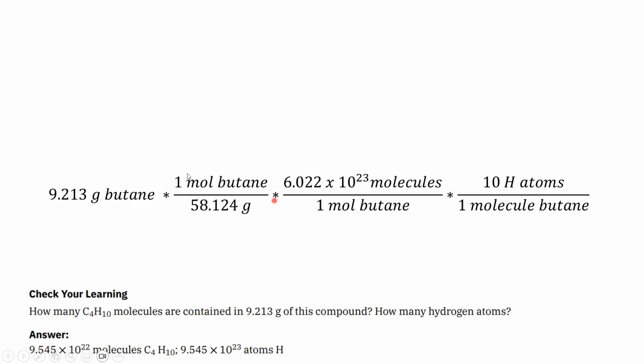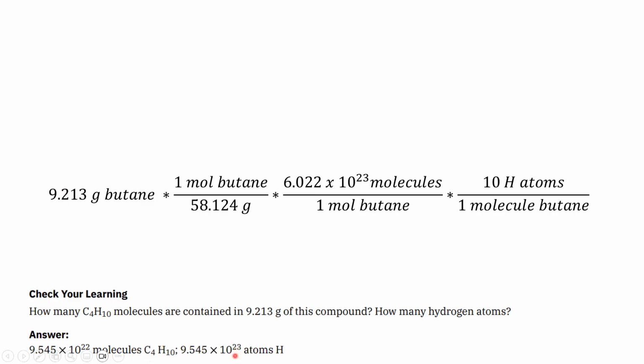And then to get to the molecules of butane, we've got to use Avogadro's number to cancel out moles. So for the first part, we could just stop after that second fraction. That would give us 9.545 times 10 to the 22nd molecules.